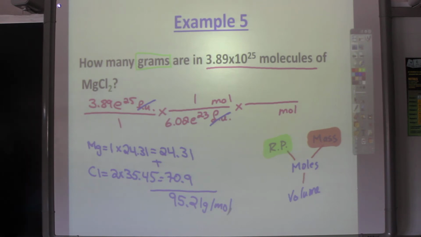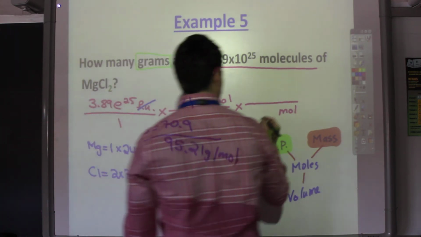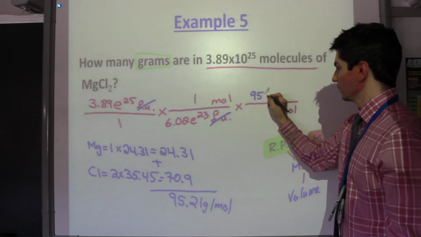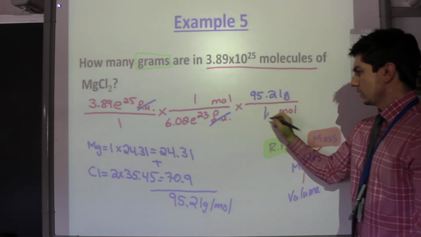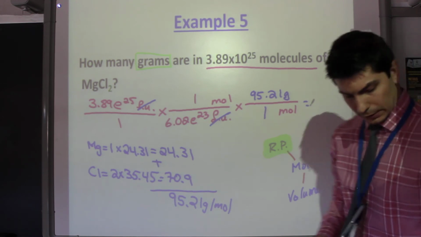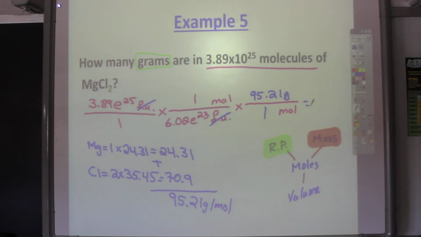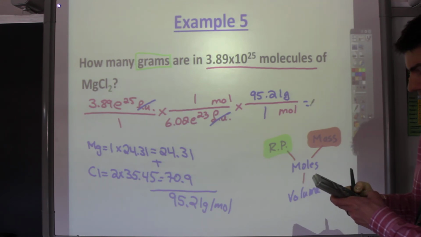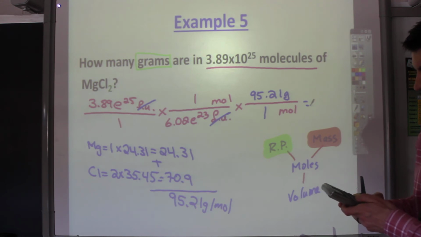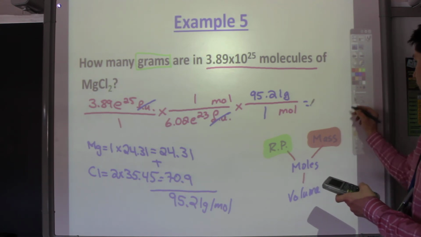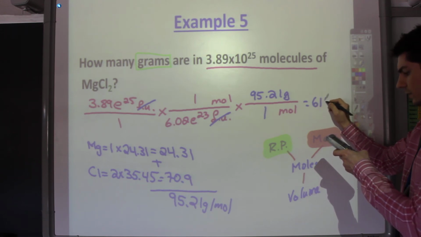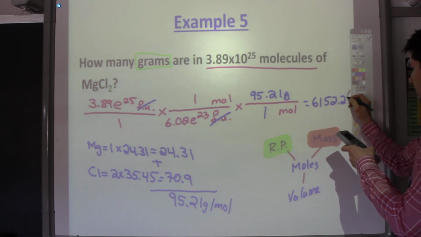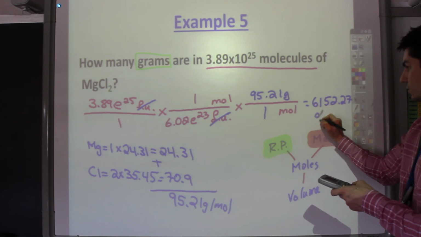So now we're going to add that into our equation. We're going to put it on the top, our 95.21 grams in 1 mole. Lastly, we're going to multiply everything across the top. So I have 3.89, hit that second comma, and then 25. We're going to multiply that by 95.21, and then we're going to divide that answer that we get by Avogadro's number, and I get 6,152.27 grams.